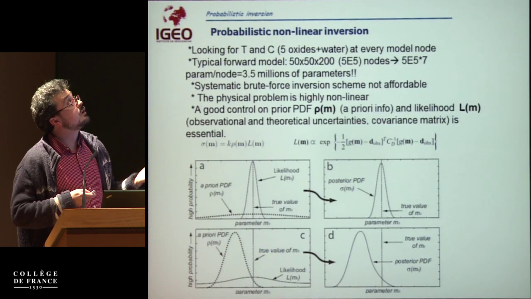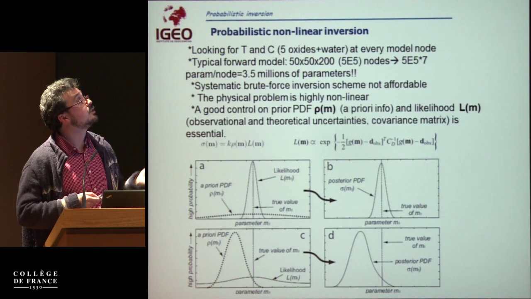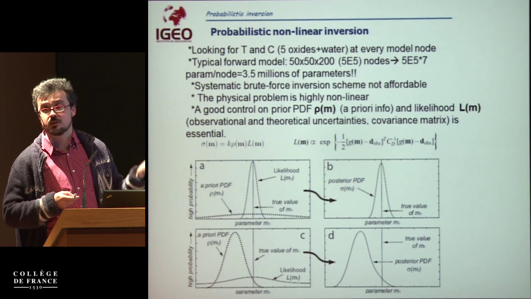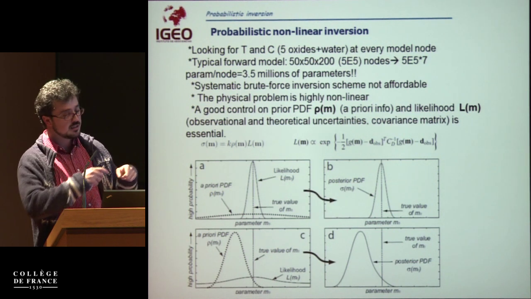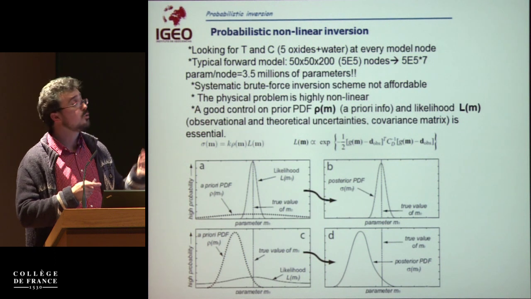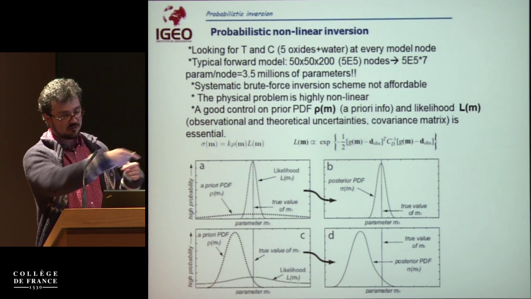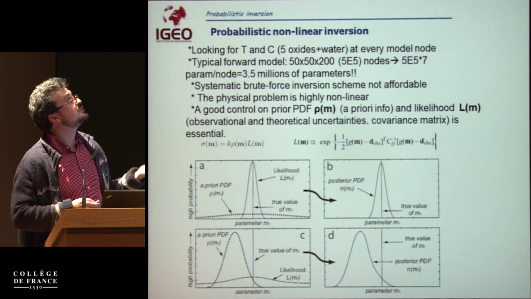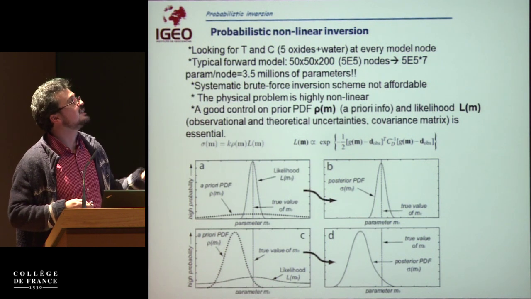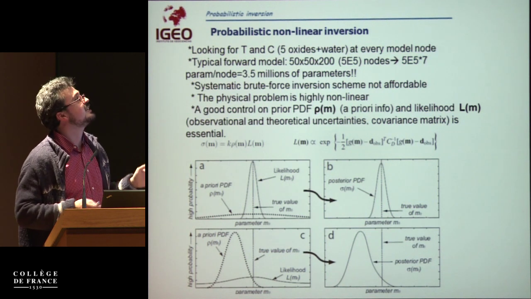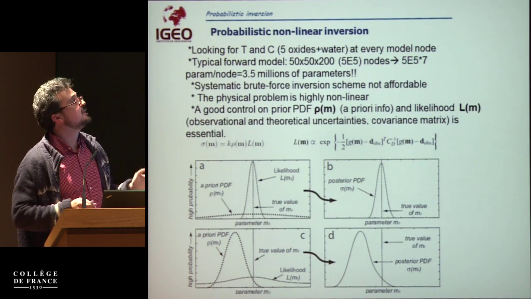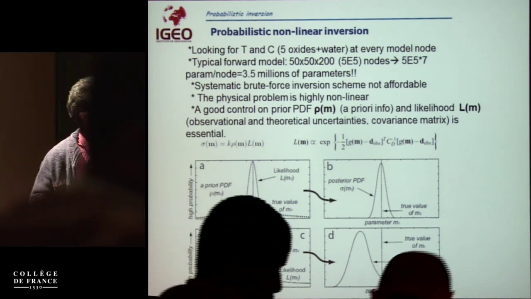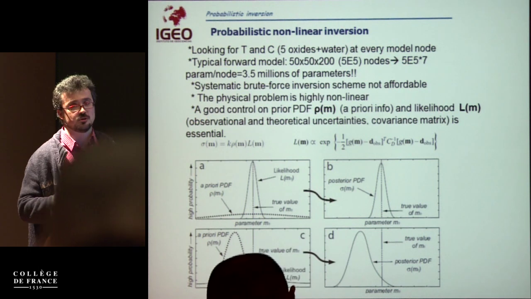We now are talking about probabilistic nonlinear inversion, where we are looking for potentially temperature, 5 or 6 major oxides, perhaps water as well. If you think of the size of a normal forward model, this is 50 by 50 nodes in the horizontal plane by 200 nodes, multiplied by 3.5 million parameters to invert for. So of course, any systematic approach is forbidden. There is the fact that the physical equations that we are solving are highly nonlinear, so we need some treatment of that.